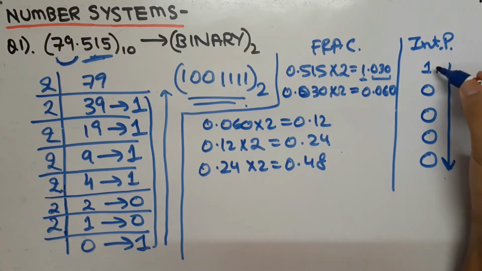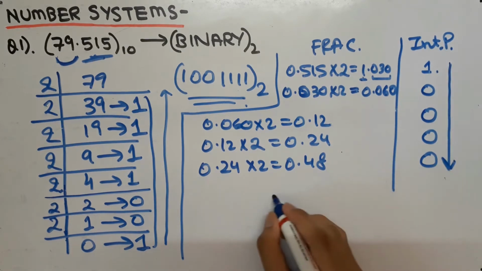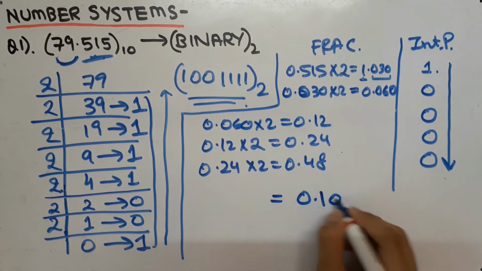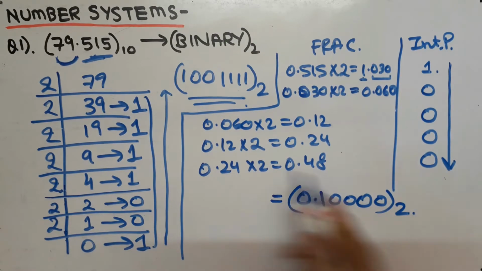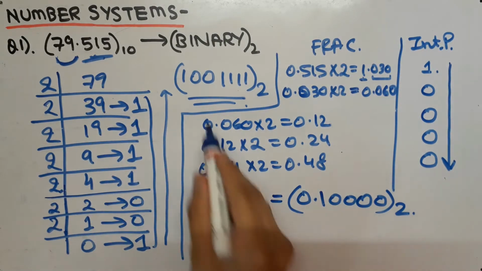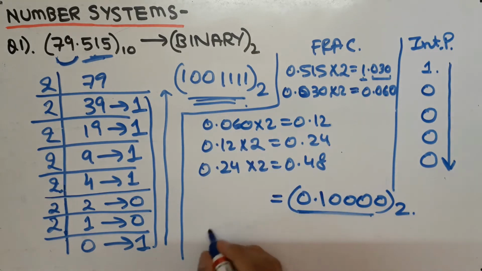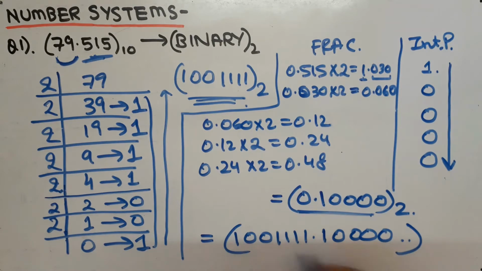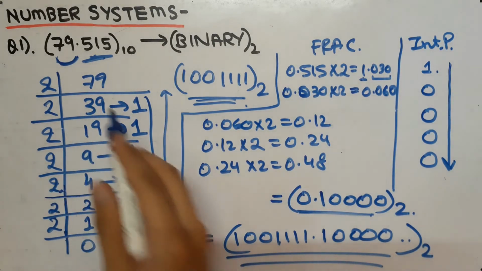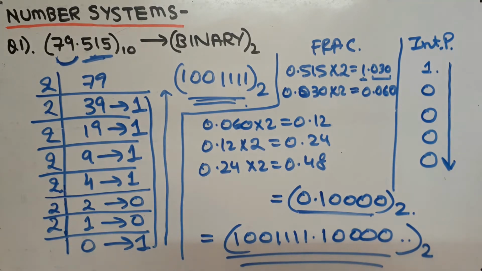So guys, now we are going to write this from top to bottom. That is, we will write it as 0.10000 with base 2. That is, now we have converted our fractional part into its binary form. Now we are going to add these two to get our final answer, which will come out to be 1001111.10000 to the base 2. Now guys, this is the final answer, and we have converted 79.515 into its binary form.